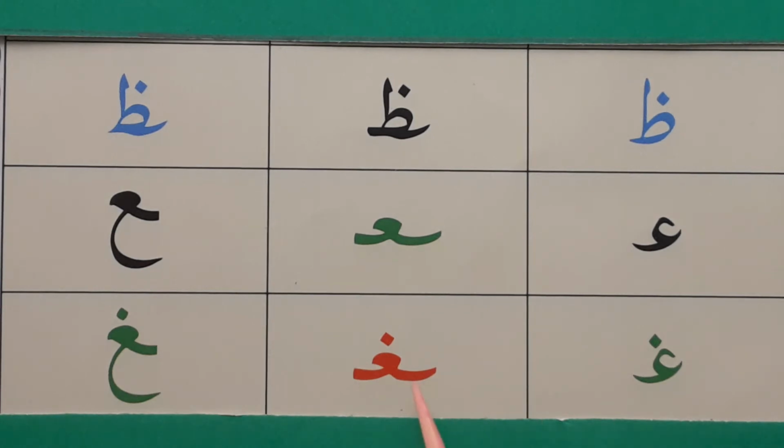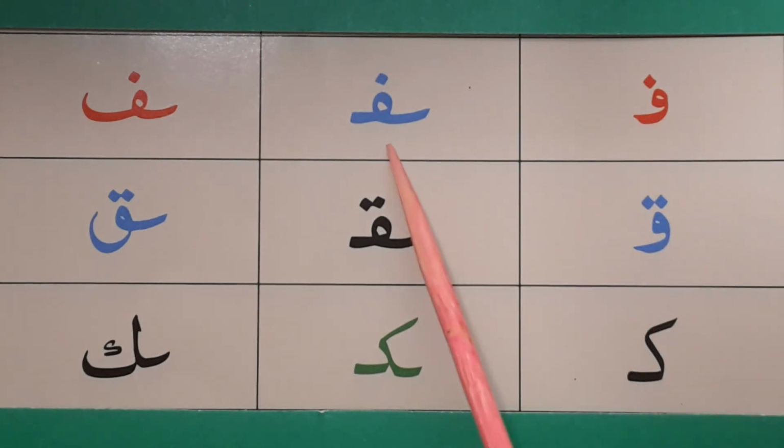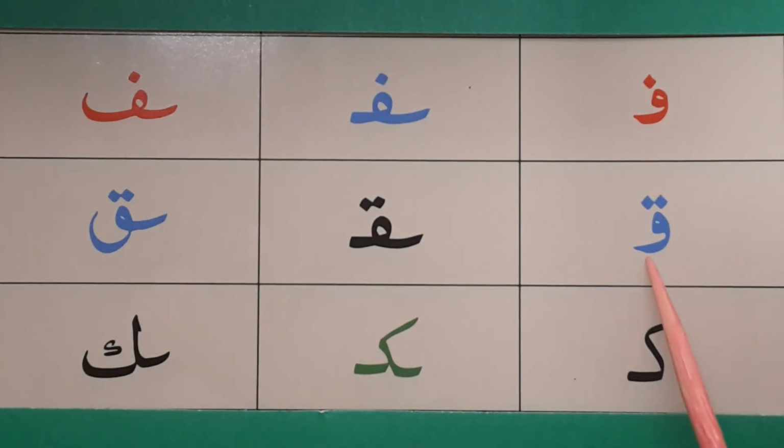Ghain at the beginning, in the middle, and at the end. Similar to Ain, except that you've got a dot on each one of these. Fa at the beginning, in the middle, and at the end. Qaf in the beginning, in the middle, and at the end. You see the middle letters normally have 2 hooks, one on this side, one on this side. You see that? Kaf in the beginning, in the middle, and at the end. And the last ones normally have a hook on the right hand side, as you can see.